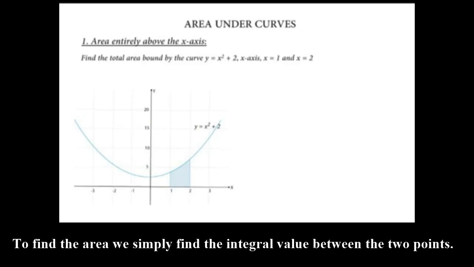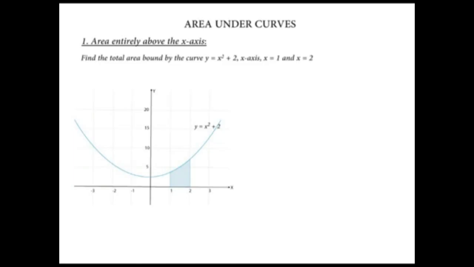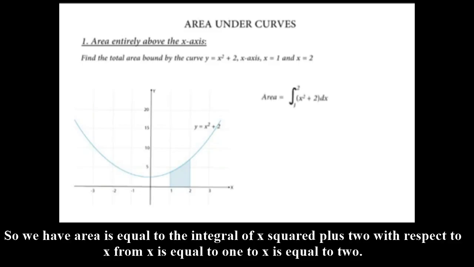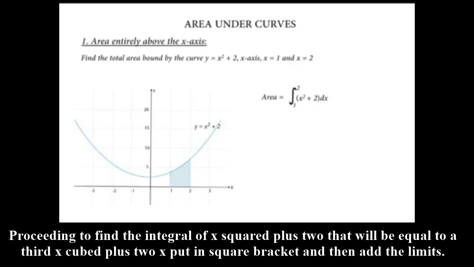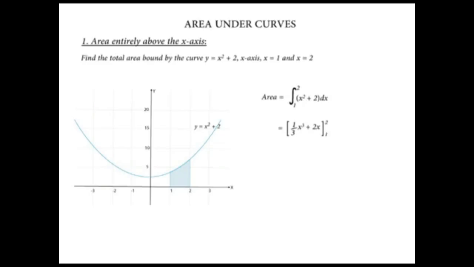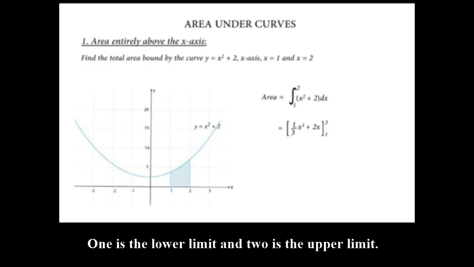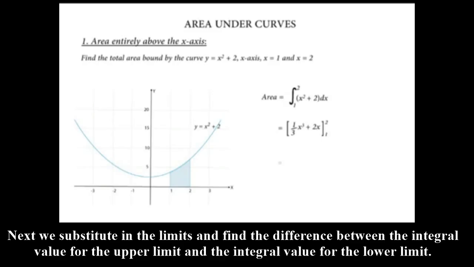To find the area we simply find the integral value between the 2 points. So we have area is equal to the integral of x squared plus 2 with respect to x from x is equal to 1 to x is equal to 2. Proceeding to find the integral of x squared plus 2, that will be equal to a third x cubed plus 2x, put in square brackets and then add the limits. 1 is the lower limit and 2 is the upper limit. Next, we substitute in the limits and find the difference between the integral value for the upper limit and the integral value for the lower limit.